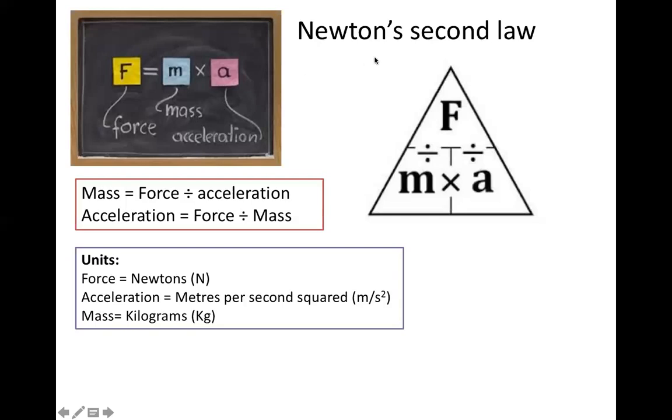Make sure you write down that it's Newton's second law. Newton's second law basically states that force is the product of mass and acceleration. And take down this triangle because this will help you with arranging the formula depending on whether they're asking what's the force, or what's the mass, or what's the acceleration. And then take down the units as well.